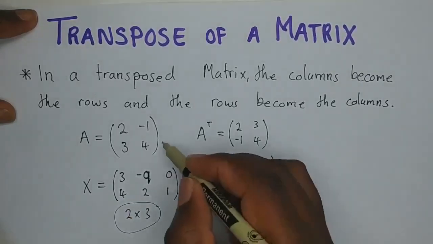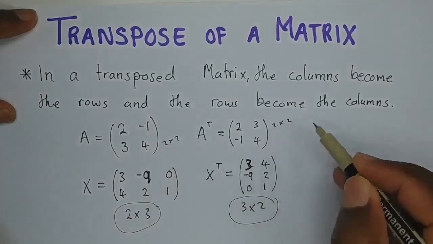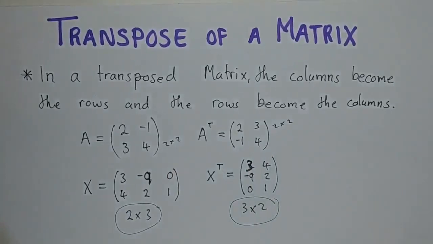So for this one, it's a 2 by 2, meaning that it just remains as a 2 by 2. So this is how we transpose the matrix. The columns become the rows, and the rows become the columns. Let's just answer a few questions on how to deal with rows and columns.